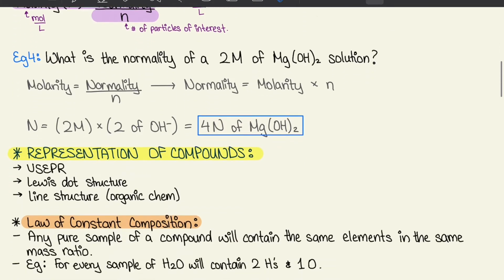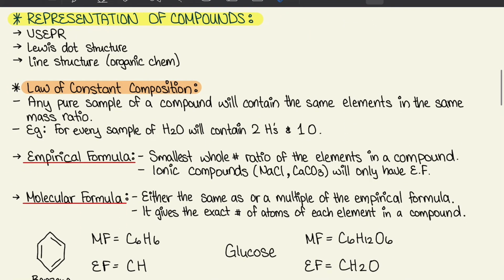Next we have 4.2, where we talk about the representation of compounds. We touched on VSEPR theory before and Lewis dot structure, and another one is line structure, where we'll go over it more in detail in organic chemistry. So we're going to talk about the law of constant composition, where any pure sample of a compound will contain the same elements in the same mass ratio. For example, every sample of H2O will contain 2 hydrogens and 1 oxygen, which makes sense if we think about it. So the empirical formula is the smallest whole number ratio of the elements in a compound.